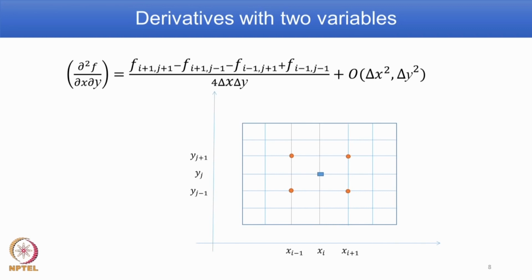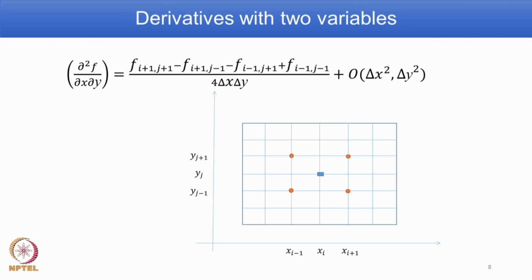So, it looks like this for a mesh arrangement which is uniformly spaced in x direction and uniformly spaced in y direction, and also delta x equal to delta y. That is why it appears as if the mixed derivative evaluated at this point has equal weightage from surrounding mesh points. It may not be so in the case of non-uniform mesh.